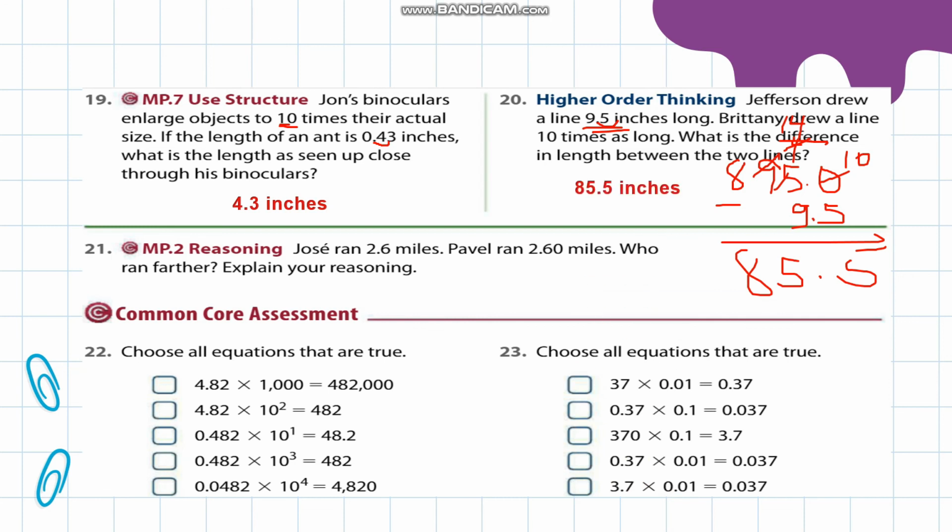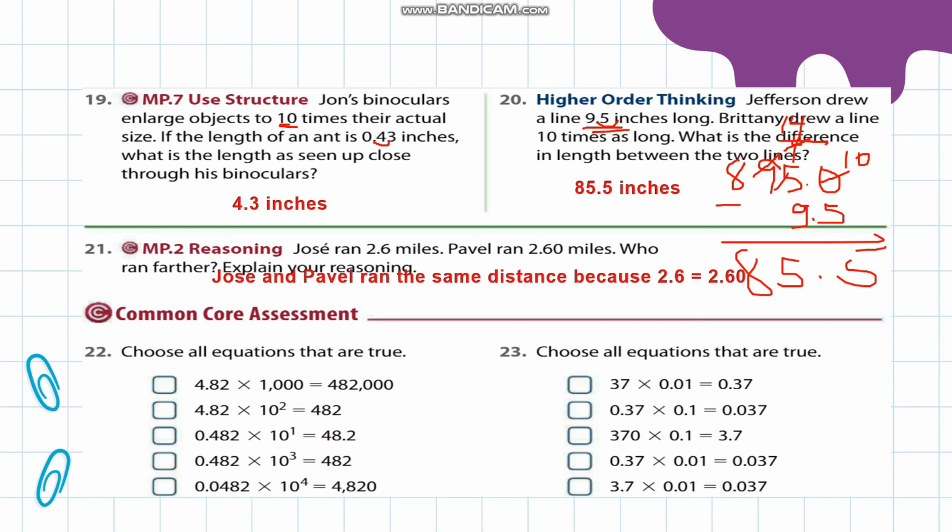Number 21. Jose ran 2.6 miles. Mabel ran 2.60 miles. Who ran further? Explain your reasoning. So, of course, Jose and Mabel ran the same distance because 2.6 is equivalent to 2.60, because 0 has no value. And both 2s are in the ones place and both 6s are in the tenths place.